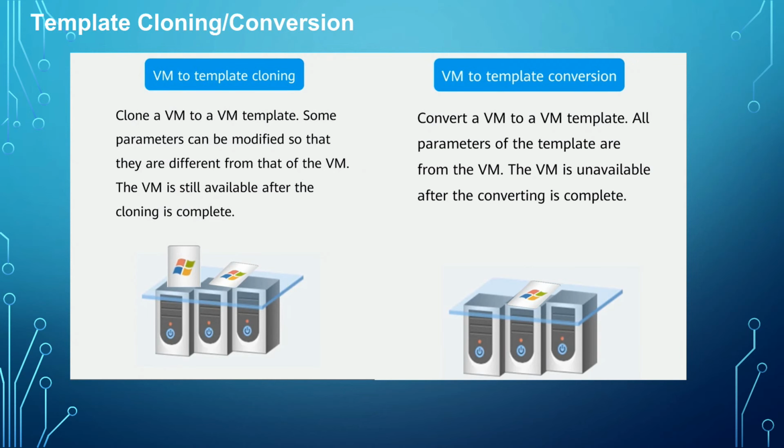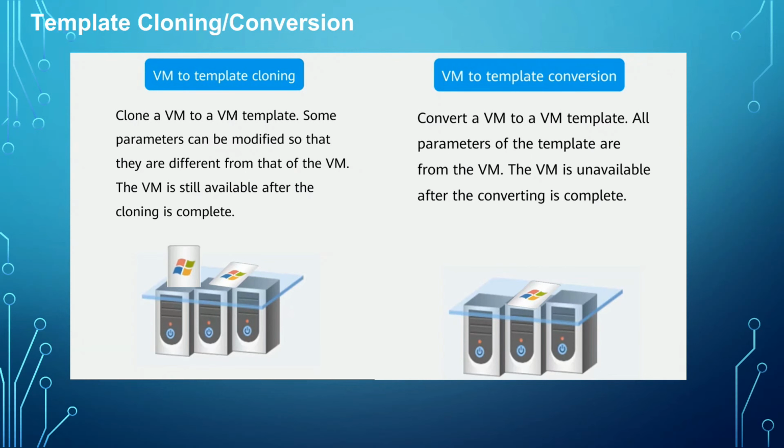So in the first option, you can change the CPU and memory, and you can change some of the parameters. But in the second option, you cannot change it. Once you want to deploy it, you can change it at that time. So during the conversion, there's no option to change the settings. So there are the two options to do that.